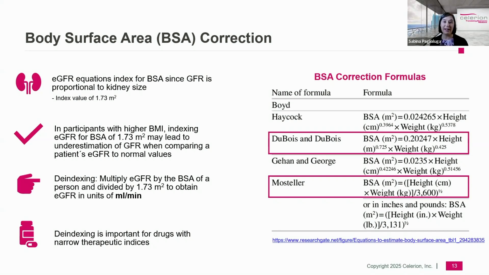That is why it's important to use absolute or de-indexed GFR. And to de-index, what you do is calculate an individual's body surface area, multiply it by the GFR value, and then divide by 1.73 meters squared. And this will give mils per min, or the absolute value. There are several formulas to calculate the body surface area, and the Dubois and Mosteller are the most commonly used in clinical trials.